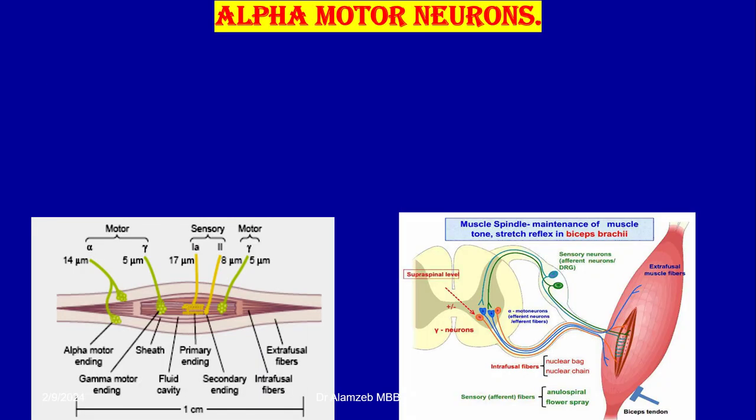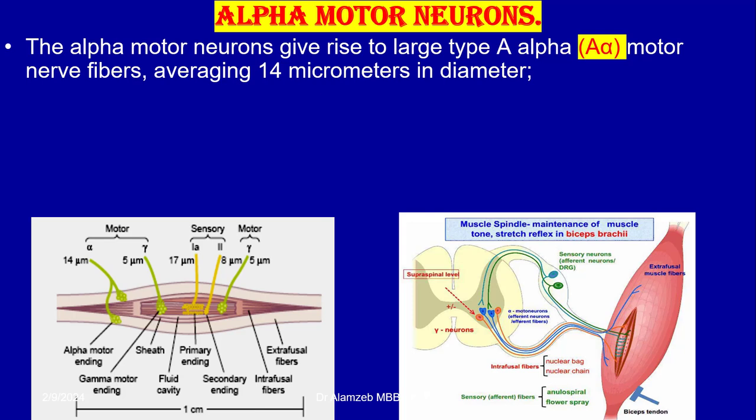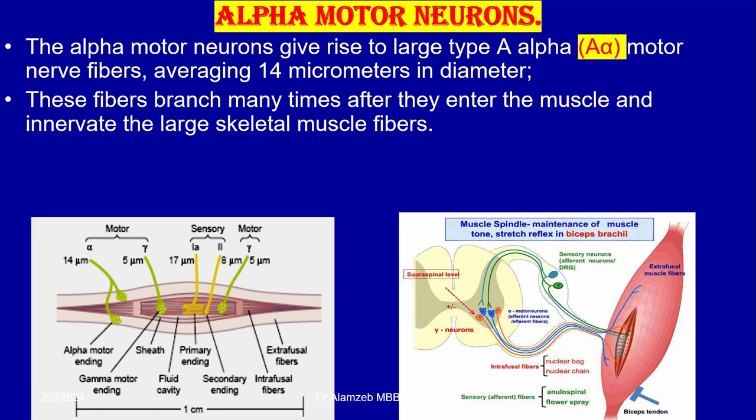Alpha motor neuron. The alpha motor neuron gives rise to large type A alpha motor neuron fibers, average 14 micrometers in diameter. These are large neurons and they are called A alpha motor neurons and their diameter is large, equal to 14 micrometers. These fibers branch many times after they enter the muscle and innervate the large skeletal muscle fibers. The extrafusal fibers, or the large or actual fibers of the muscle, are innervated by these A alpha type of motor neuron.